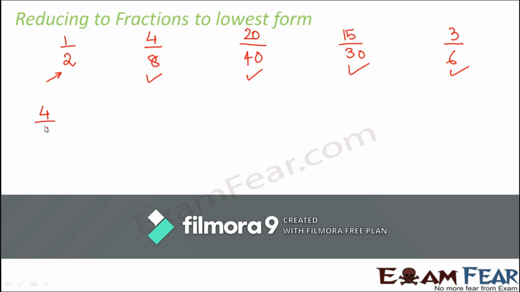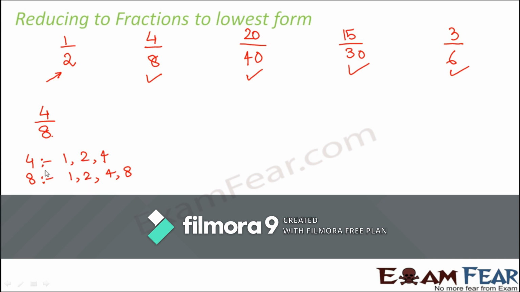So let's look at 4 by 8. What we do with 4 by 8, now this is possible only when there is a common factor between the numerator and the denominator except 1. So by now you understand what a common factor is, right? For example, what are the factors of 4? 1, 2, 4. Factors are basically divisors, those numbers which exactly divide 4. So 1, 2 and 4 are the factors of 4. What are the factors of 8? 1, 2, 4, 8. These are the factors of 8.